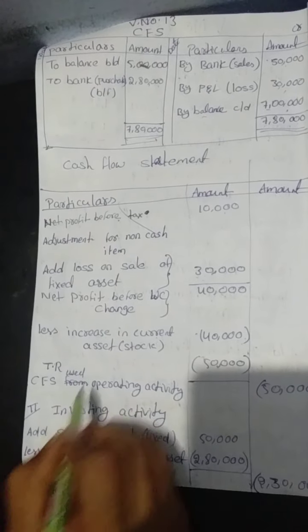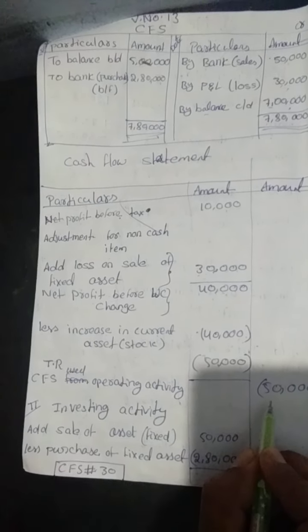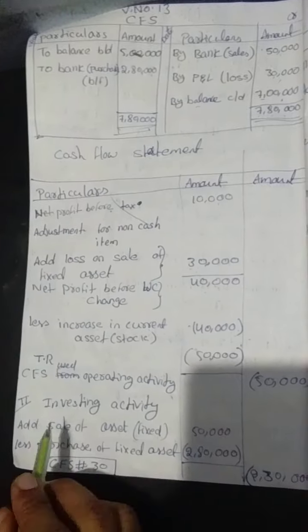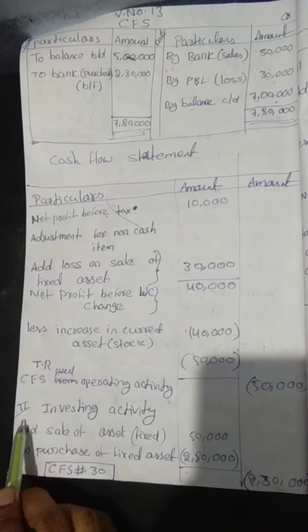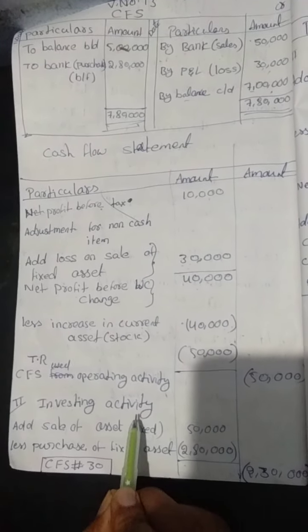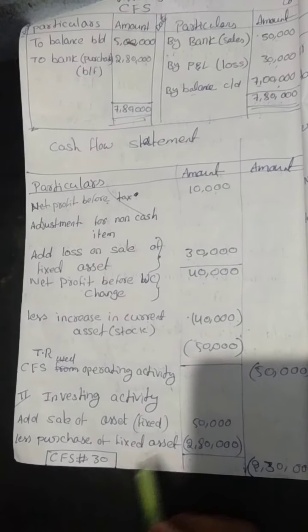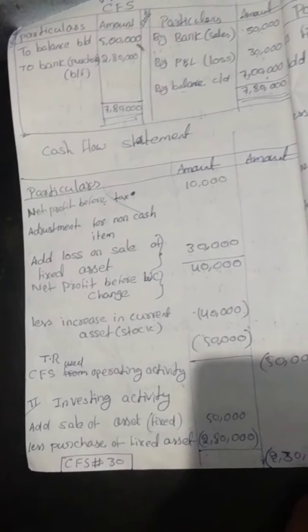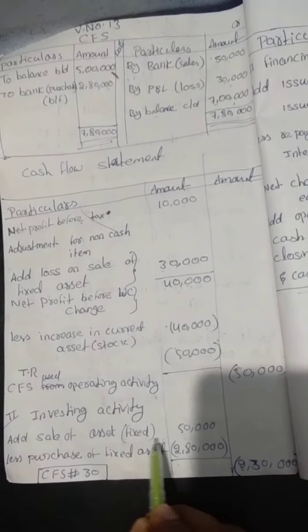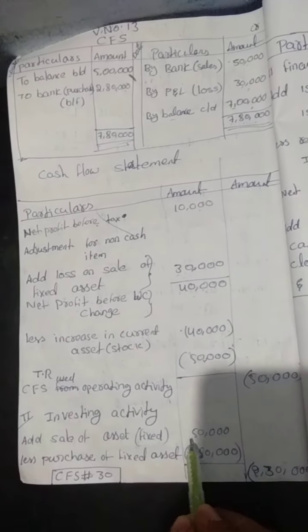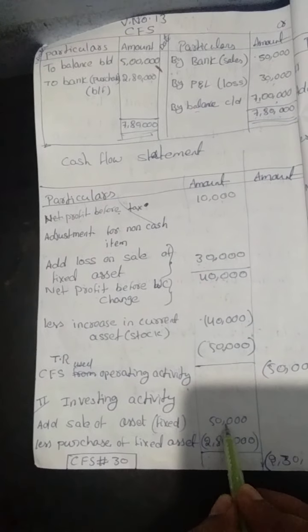Cash used from operating activity. Next is investing activity. In investing activity, we know that one sale is there. When an asset is sold, we get a cash inflow. That is why we will mention the 50,000.